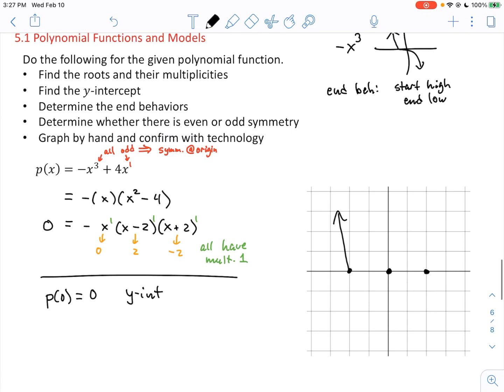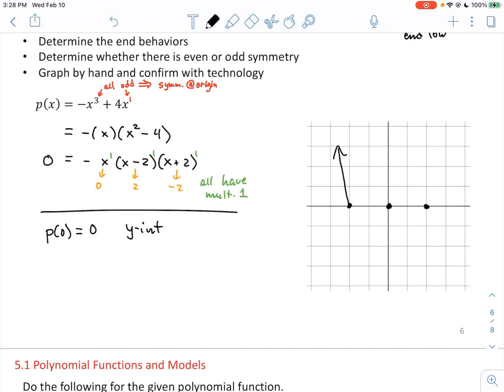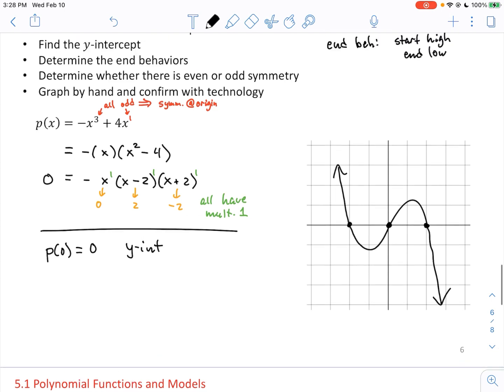Okay, so here we go. So we knew that it started high, so we started up here in the second quadrant, and now I'm imagining the graph going this way, right? We're going to hit the x-intercept at negative 2. We're going to cross because of the odd multiplicity. It's going to have to turn around smoothly and get to 0. It's going to have to cross at 0, and then I'm going to have to do an identical bump there and then finish low. So here's what our graph is going to look like.